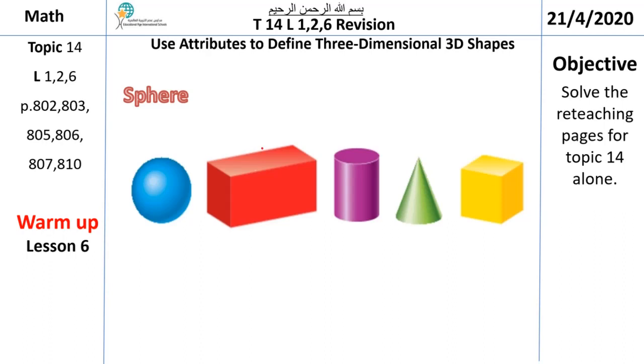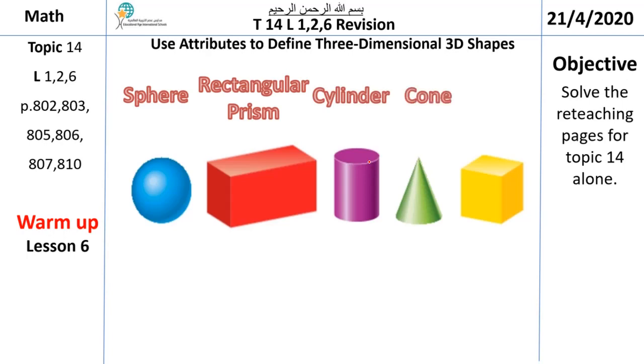What is the second one? What is this shape? It is a rectangular prism. So to be a rectangular prism, I must have at least one of the faces a rectangle. Okay? Now, what is this shape? It is a cylinder. What about this one? It's a cone, right? And this one is a cube.